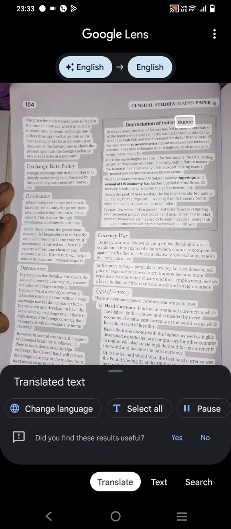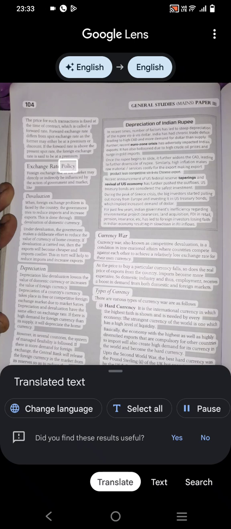Depreciation of Indian Rupee. The price for such transactions is fixed at the time of contract, which is called a forward rate. Forward exchange rate differs from spot exchange rate as the former may either be at a premium or discount. If the forward rate is above the present spot rate, the foreign exchange rate is said to be at a premium.